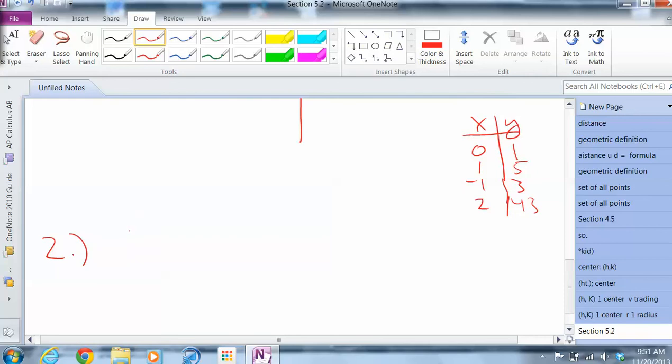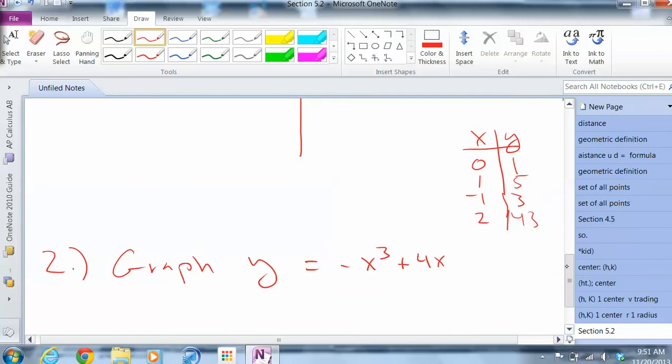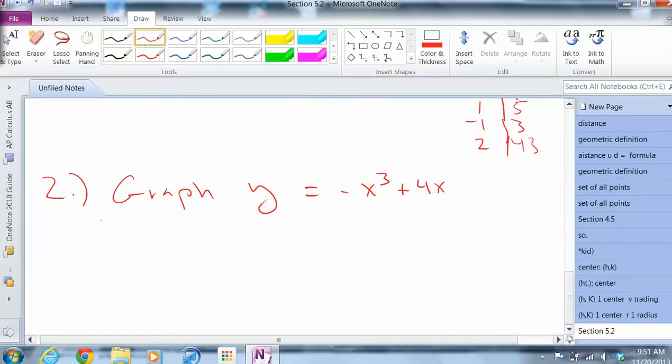So example number 2. Let's try graphing y equals negative x cubed minus 4x. And yeah, actually let's make it plus 4x. Okay, so we're going to graph that. Now if we look at this one here, our leading term, actually let me fix that.